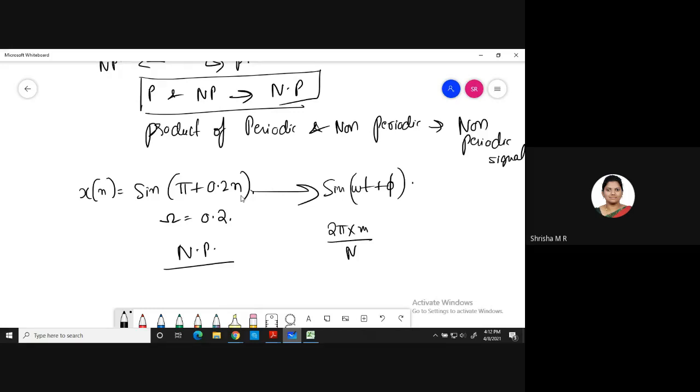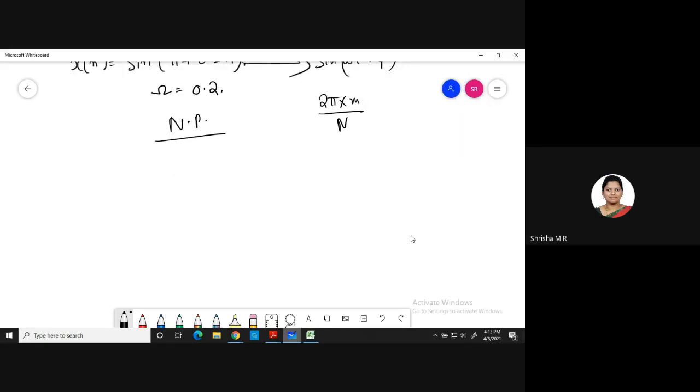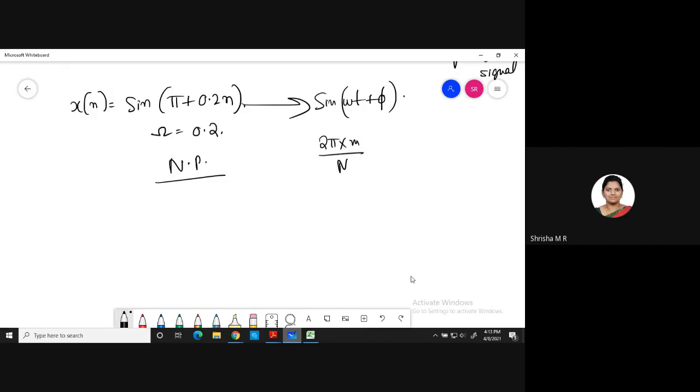And take down this problem. You can solve it or you can take it like that only. Take down this one, next problem. So x of n is equal to e power j pi by 4 n. So it is of the form e power j theta, which is nothing but cos theta plus j sin theta. Correct? Now you solve it.